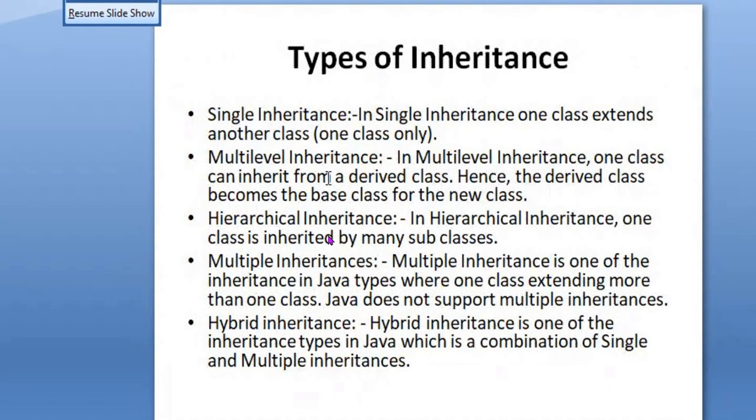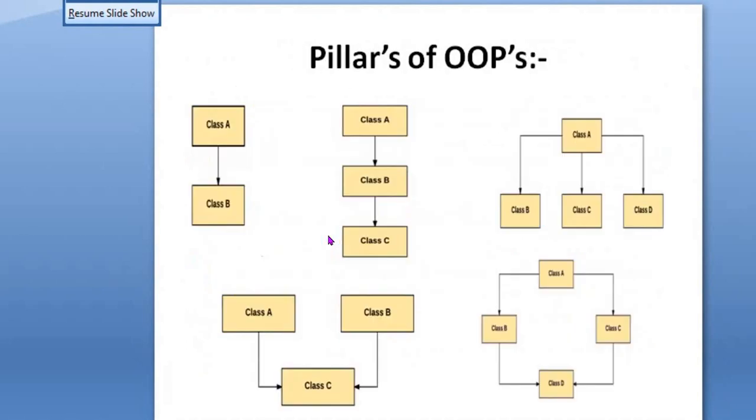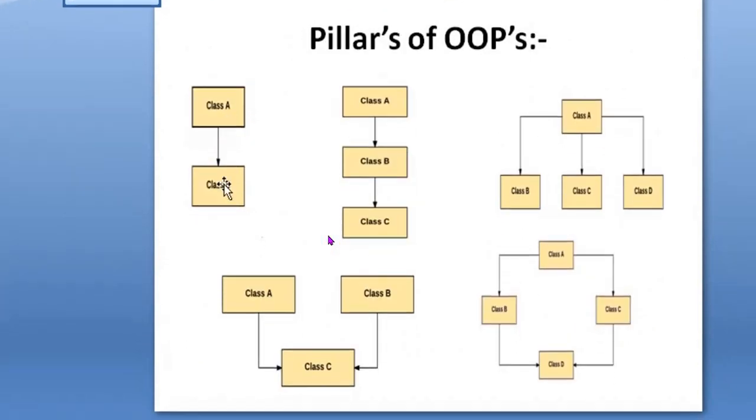single inheritance, multi-level inheritance, hierarchical inheritance, multiple inheritance, and hybrid inheritance. Single inheritance means class A inherits class B, that is called single inheritance. Class A inherits class B, and class B further inherits class C, is called multi-level inheritance. Hierarchical inheritance means class A, that is the parent class, has further subclasses, that is the child classes, class B, class C, and class D. So this is called hierarchical inheritance.